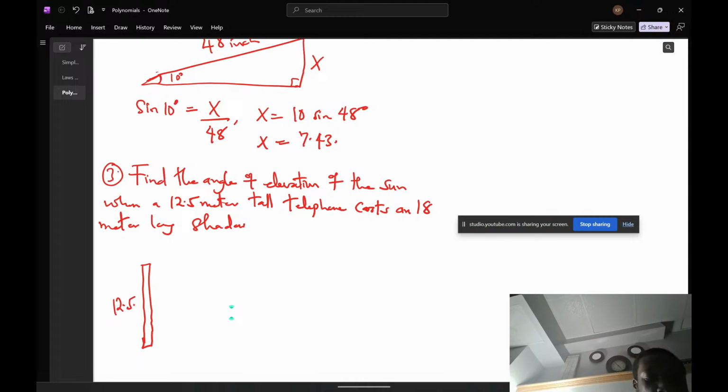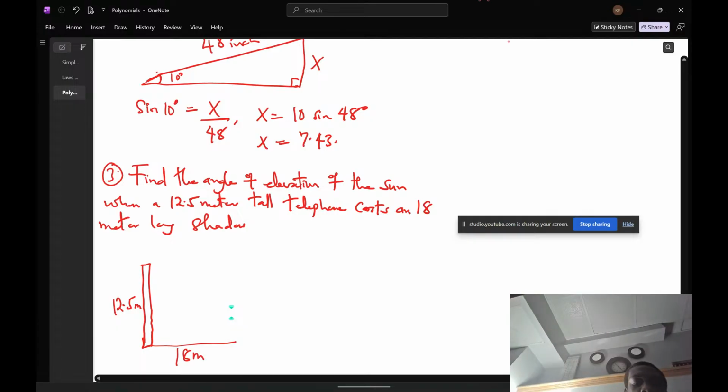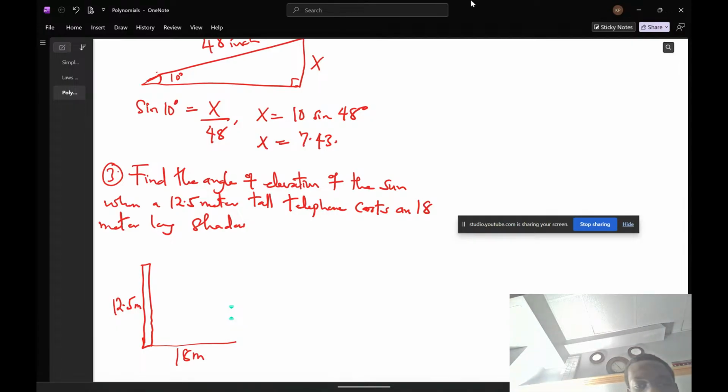0.5 meters. It cast an 18-meter long shadow. So the shadow will cast on the floor. 18 meters. Now it says that we should find the angle of elevation of the sun.